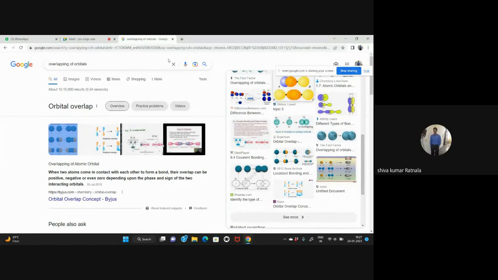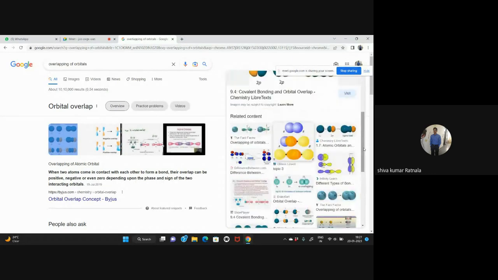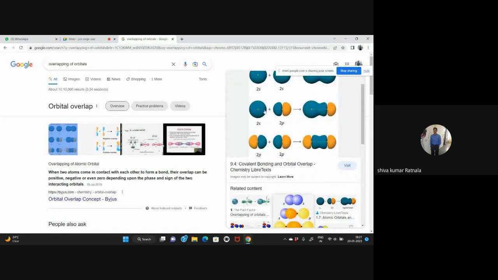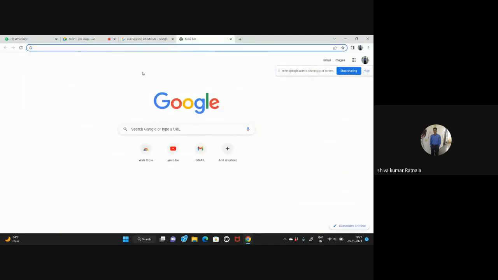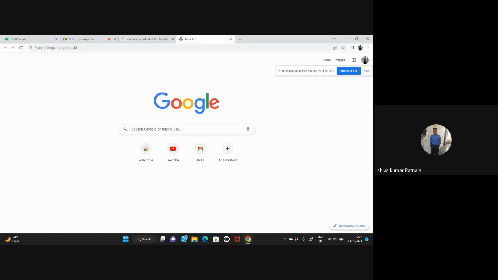Next, one more. This is one type of overlapping, where we can observe maximum overlap. That overlapping is known as end-to-end overlapping, and one more is there, that is lateral overlapping.